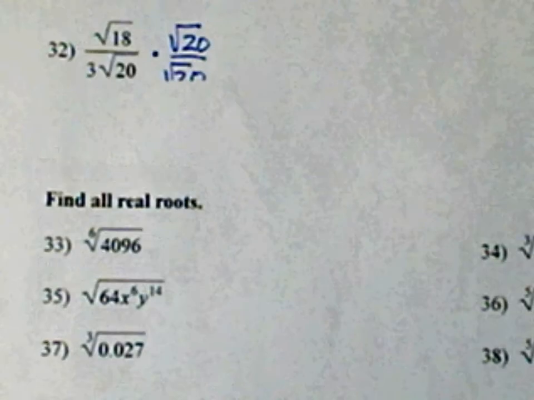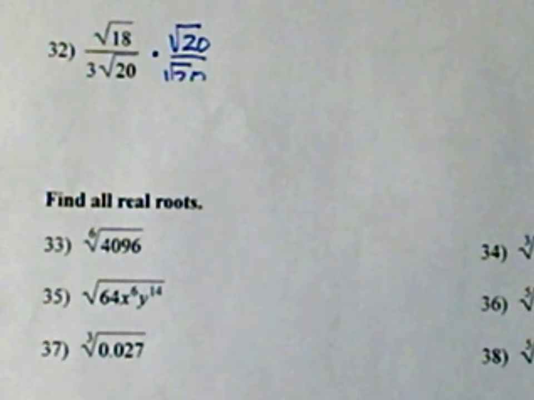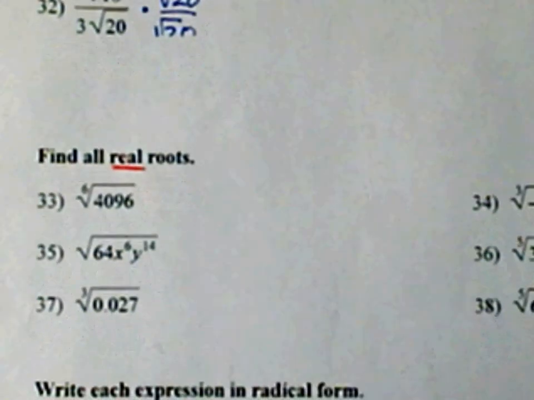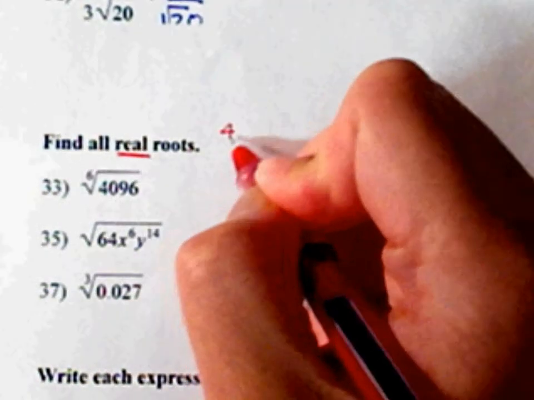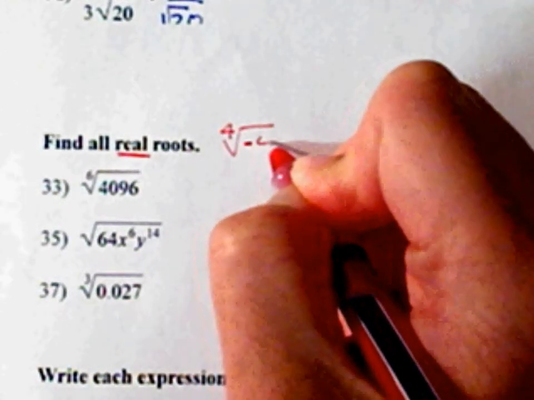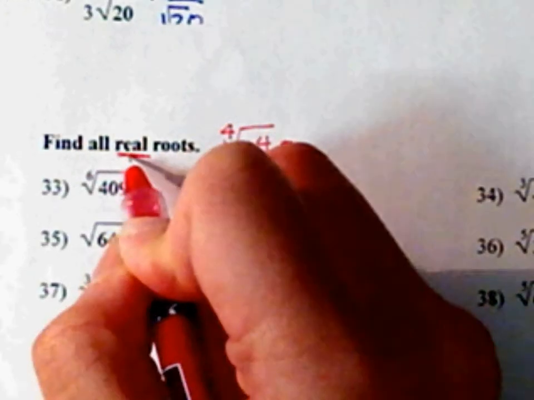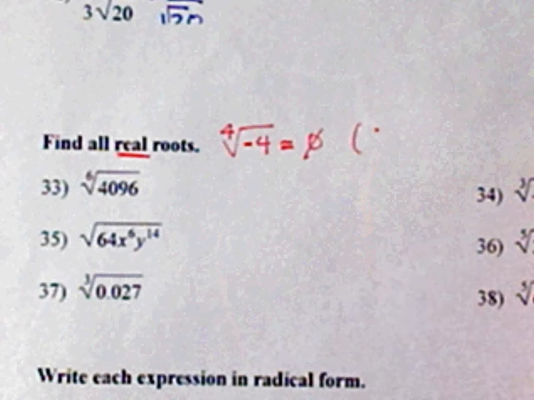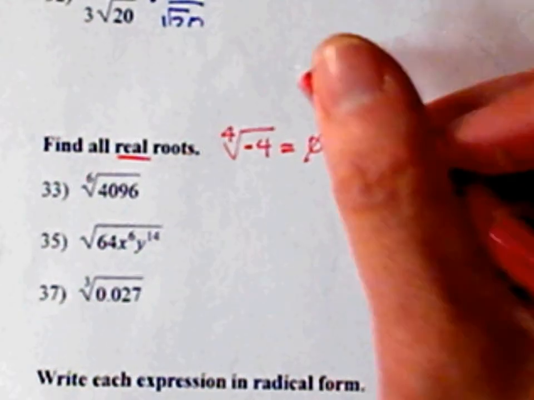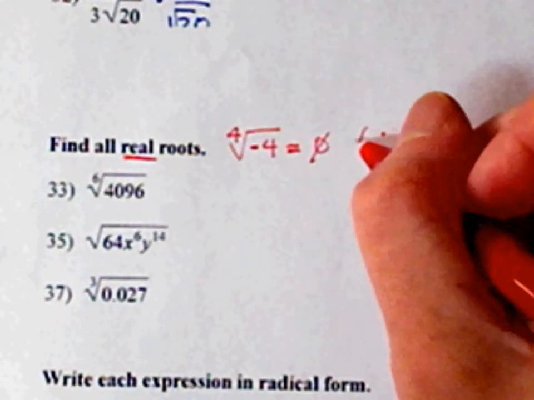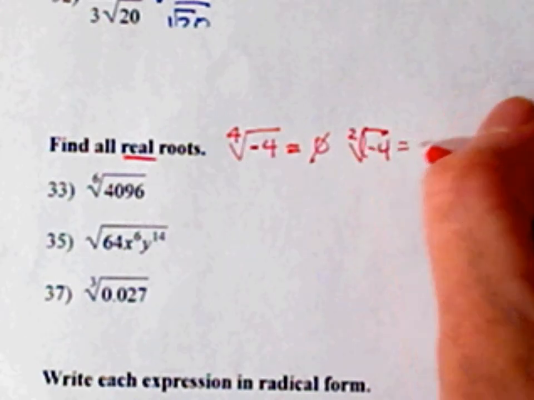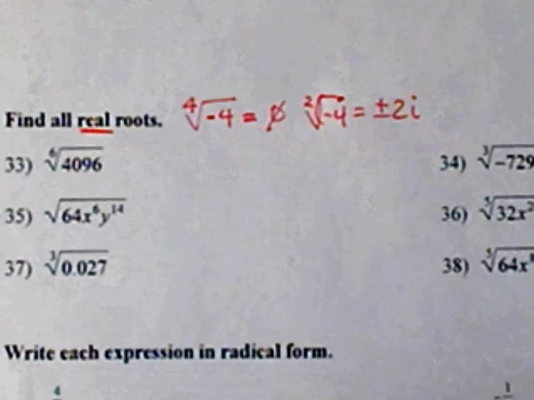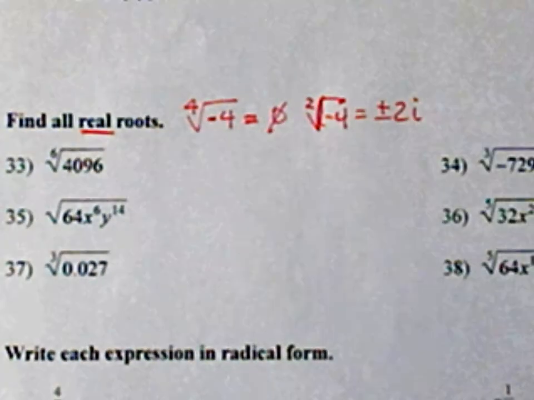Number 33. We are to find, keyword here, all real roots. Okay? So, say you have a fourth root, an even root, of a negative 4. Since we're looking for a real root, this is no solution because, well, that's as low as it's going to go. So, unless it was a square. If this had been a square and this was a negative 4, this would have been plus or minus 2i. So keep that in mind for an even root.